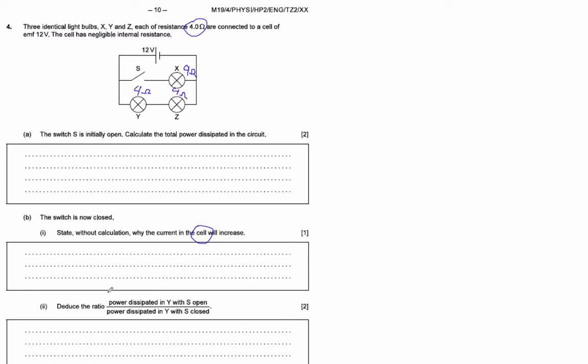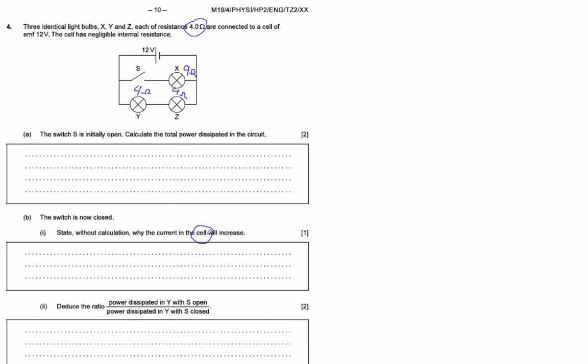Okay, and then it says deduce the power dissipated in Y with the switch open and the power dissipated in Y with the switch closed, okay? And this is kind of funny because they got me. This is like a total trick question, right? This is like Simon Says or something, right?